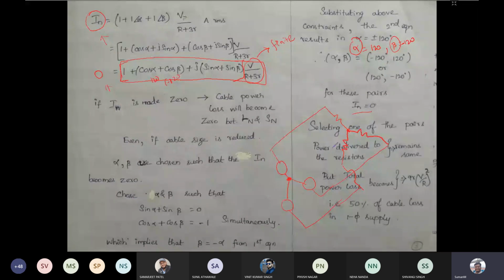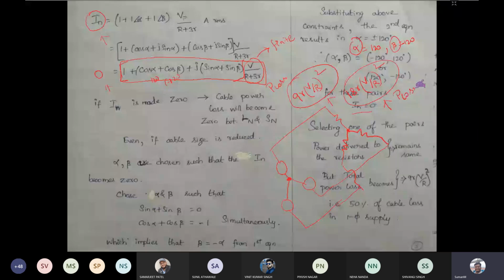Now we have already calculated the power loss in the three cables. The power loss in these three cables is 9R (V by R) the whole square, whereas in the single phase circuit for the same power capacity, the power loss in the cable itself is around 18R (V by R) the whole square. So this is for the three phase circuit and this is for the single phase circuit. It is very clear from these two values: this is the power loss in the cable for a three phase circuit, and this is the power loss in the cable for the single phase circuit.